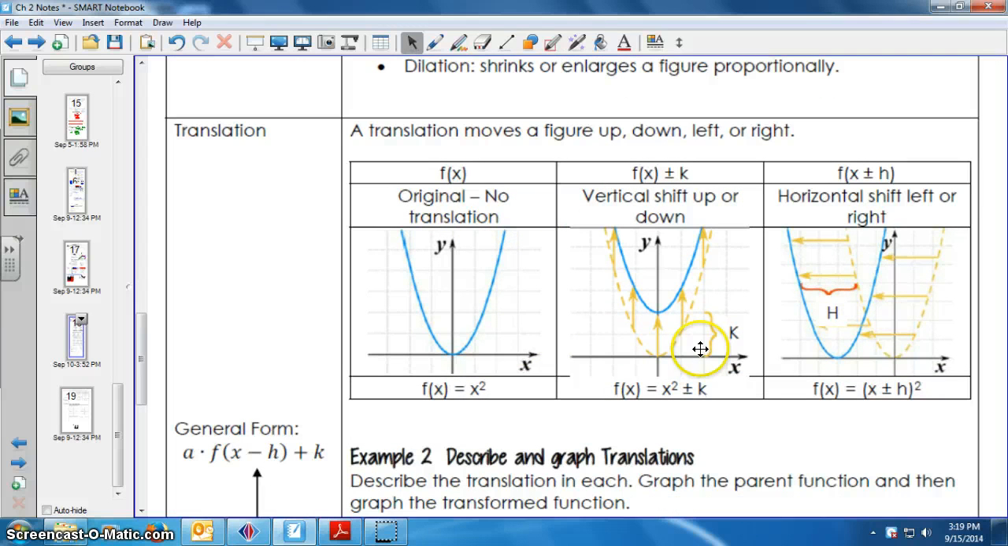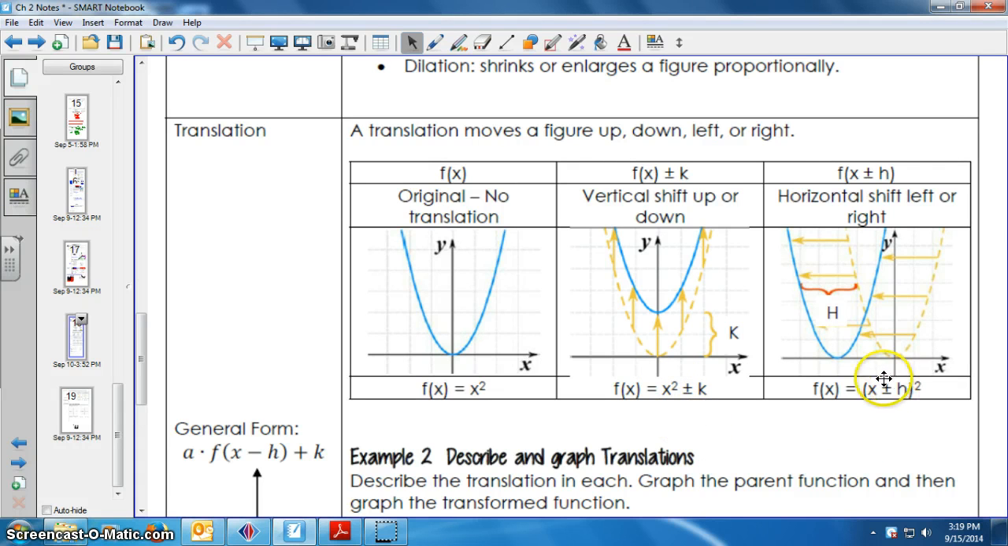So this looks kind of crazy, I know, but bear with me. So this right here is the original parent function, no translation. It's starting at 0, 0, and it's just that basic x squared parent function. So notice that in our equation, if we have a plus or a minus behind our parent function, that's going to move it up or down. So anything that's outside of our original parent function is vertical movement.